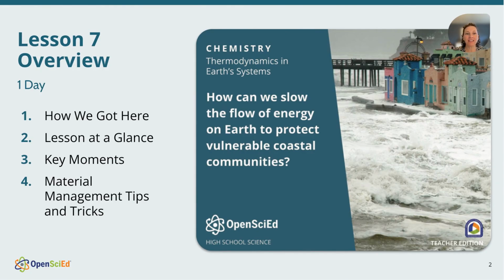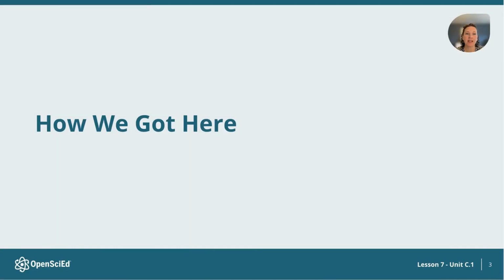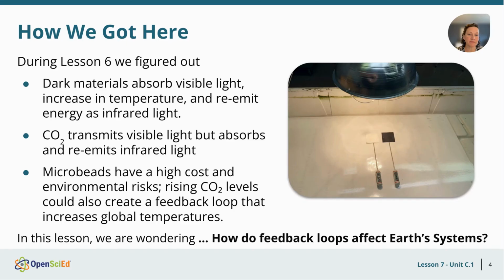Welcome to OpenSciEd Chemistry Unit 1, Lesson 7. This is an important lesson where our students will read about feedback loops and engage with a short mid-unit assessment. Let's take a look at how we got here.